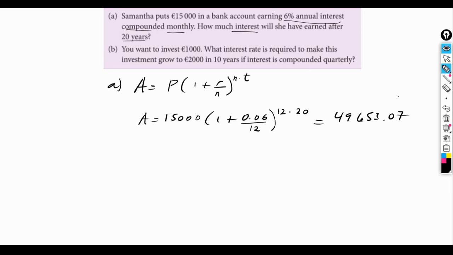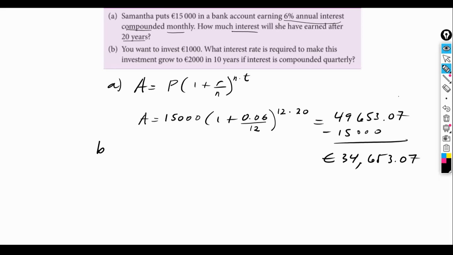But they're not asking about how much money, but rather how much interest. So that means that we have to subtract the principal from this. So I would say this minus the initial 15,000 euros. And then from here, we're going to get the answer, which is 34,653.07 euros. That's the interest after 20 years.